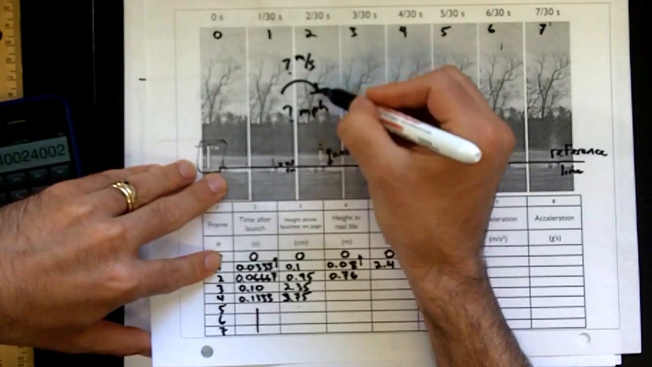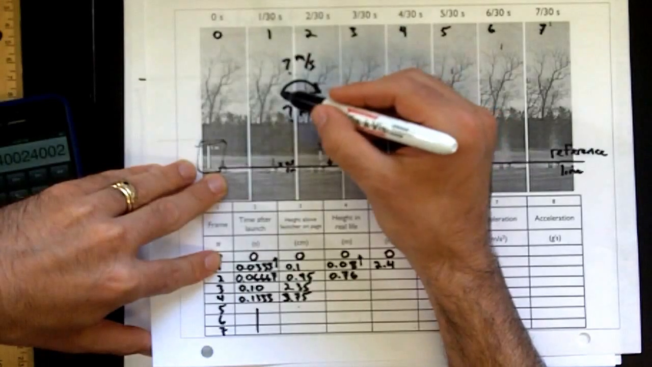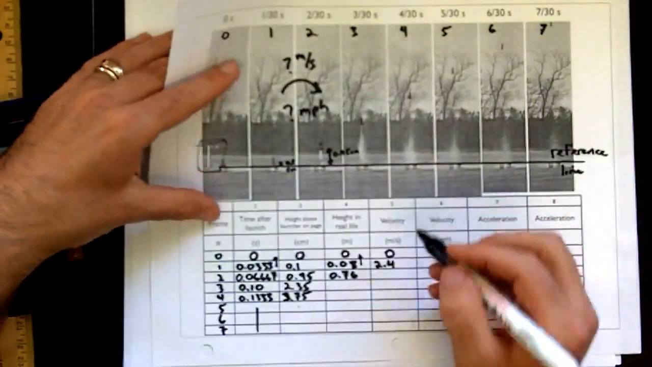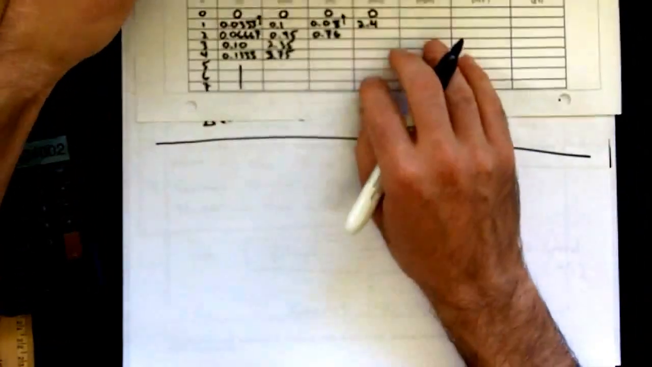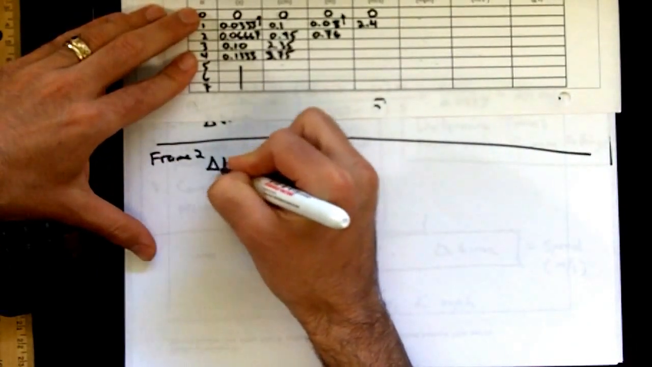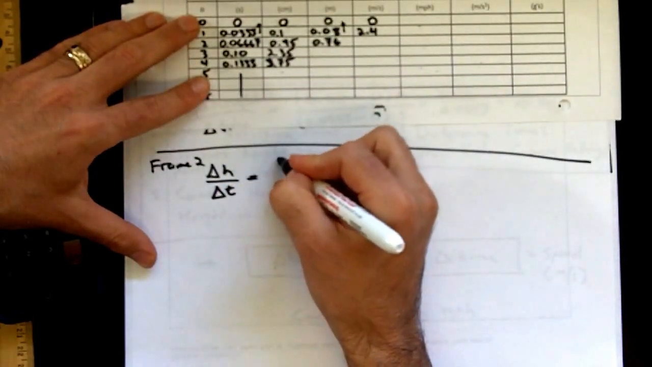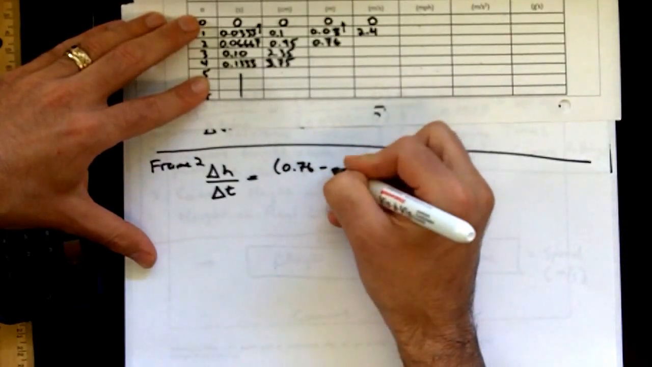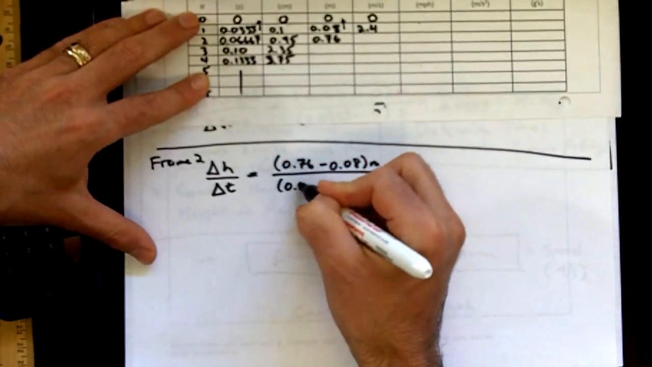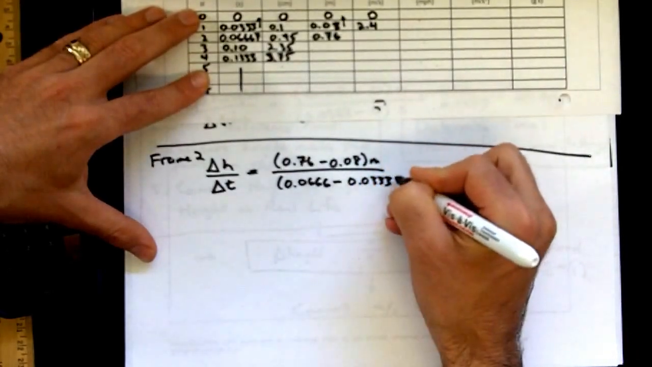So in order to get that speed, how much the speed in between these two frames, we're going to need to know the height in this frame and how much it's changed from the frame before, and the time in this frame and how much it's changed before. So let's go ahead and do that now for frame 2. Still need change in height and change in time. I'll abbreviate them. And the change in height here is going to be 0.76 meters minus 0.08 meters divided by 0.0666 minus 0.0333 seconds.